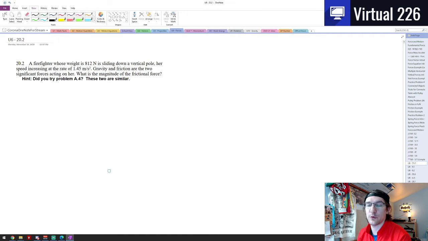Okay, we're here looking at a force problem. This is in Unit 6, problem 20.2. It's a vertical problem. What we have here is a firefighter who has a weight of 812 newtons, so that's their weight. They're sliding down a vertical pole, and her speed is increasing at the rate of 1.45 meters per second squared, so that's an acceleration.